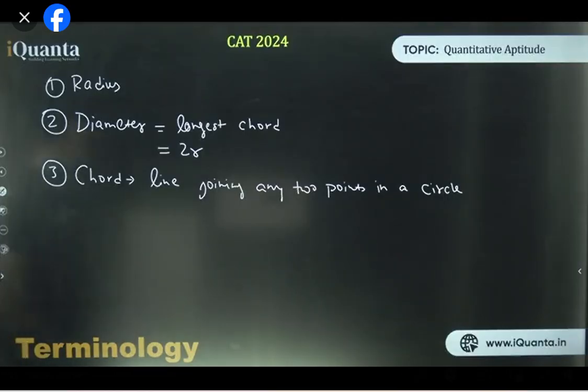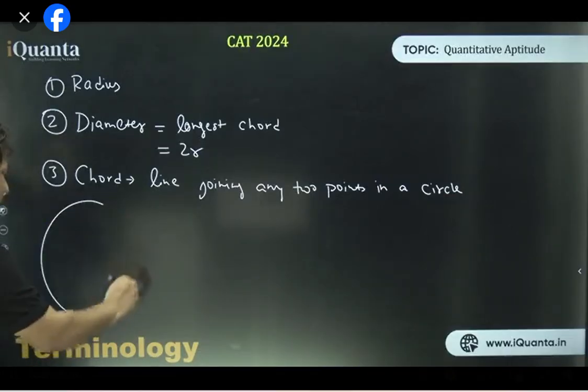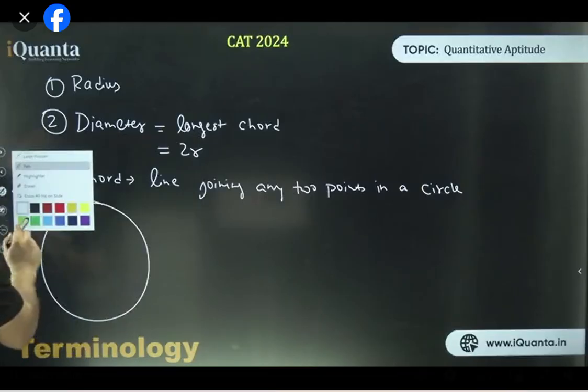Okay. So these three words are very common: radius, diameter, and chord. Like we have a circle. Now listen to me carefully.